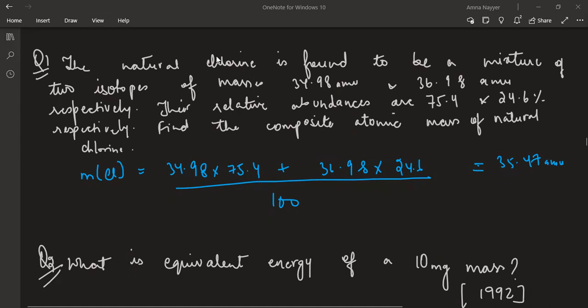Answer the second part. Those who write the first question with the answer, here the calculation will become very easy because 10 milligram is given.